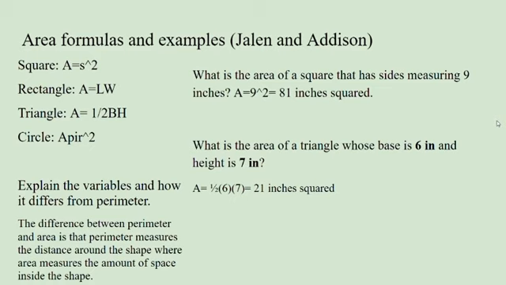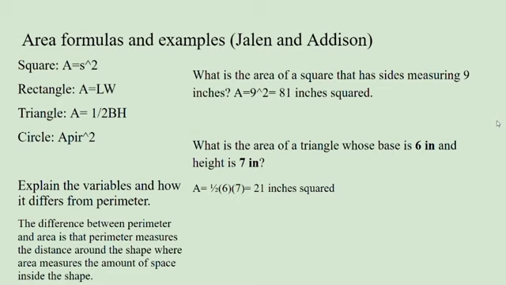So to put this formula into play, one question asks, what is the area of a square that has sides measuring 9 inches? So it's a square, and it has sides measuring 9, so we would do 9 squared, which would equal 81 inches squared to find the area for that question.